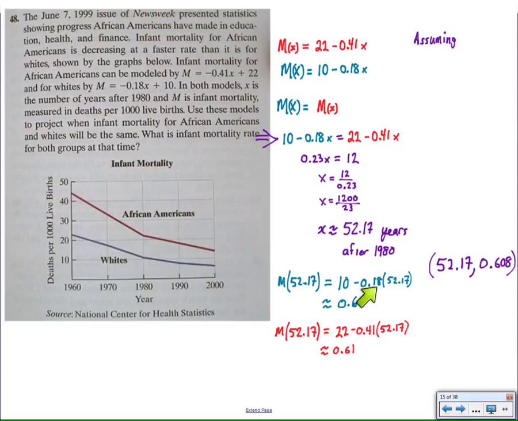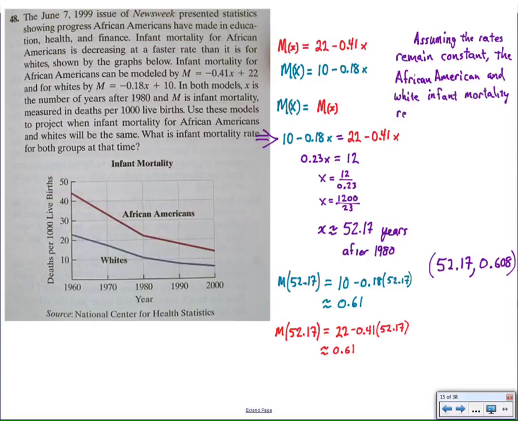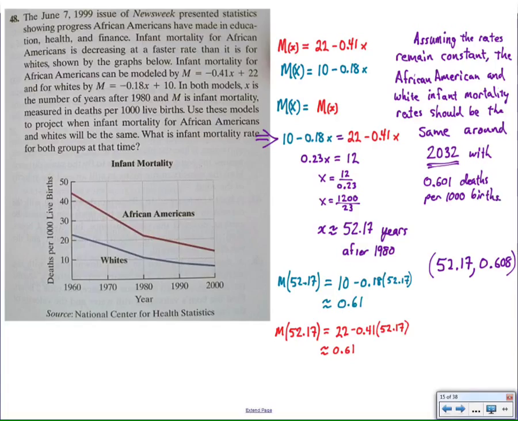If we had 10,000 people born in a year, we can anticipate that only 6 of them are going to experience complications. That's a very encouraging sign. But of course, that is several years into our future yet, so we have no guarantee that this rate is going to be achieved. But it's a very optimistic outlook. Now that I have the solution, I express the solution as an ordered pair, but because it's contextual, I'm also going to say that assuming the rate remains constant, which we don't really believe, the African American and white infant mortality rates should be the same around 2032, with about 0.61 deaths per thousand births.